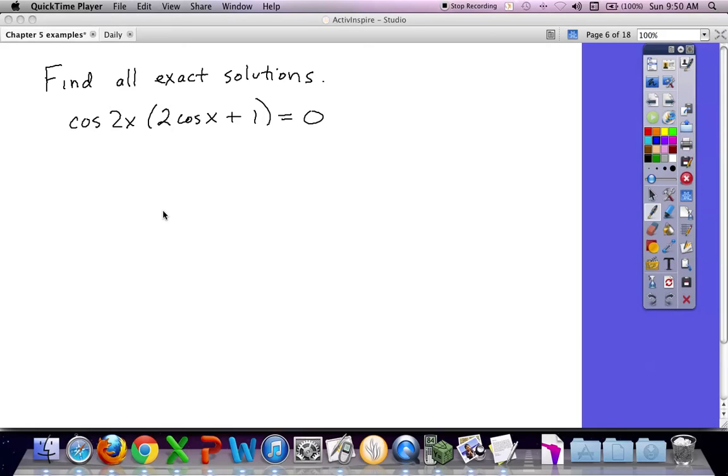Okay, this one says find all exact solutions. And notice that it does not say find all exact solutions between 0 and 2 pi. Right? We deal with this kind of problem a little bit differently at the end. Right? We have the advantage in this problem that it's actually already in factored form equals 0.